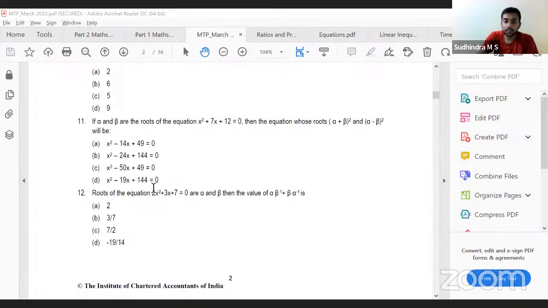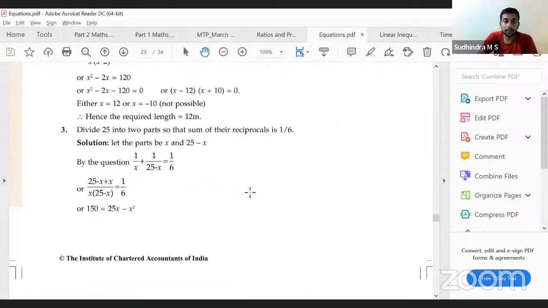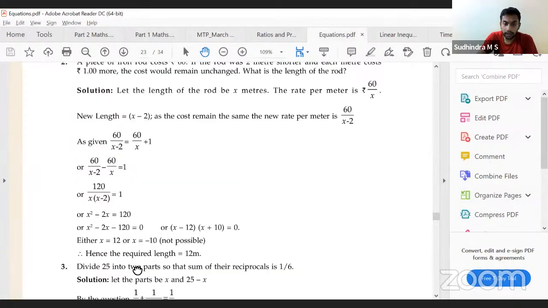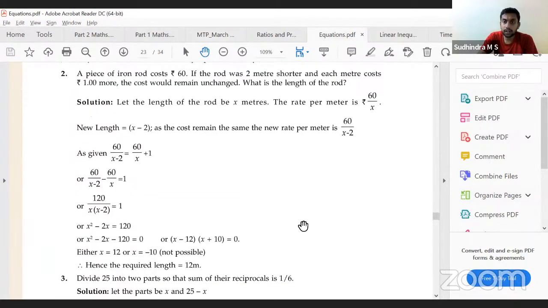Next question, the question is wrong. Okay, we cannot get the answer. We have to change the question a little bit. Instead, we'll solve some other question. Okay, we'll go to the study material itself and solve some other question. First one, this one. Divide 25 into 2 parts so that the sum of their reciprocals is 1 by 6.